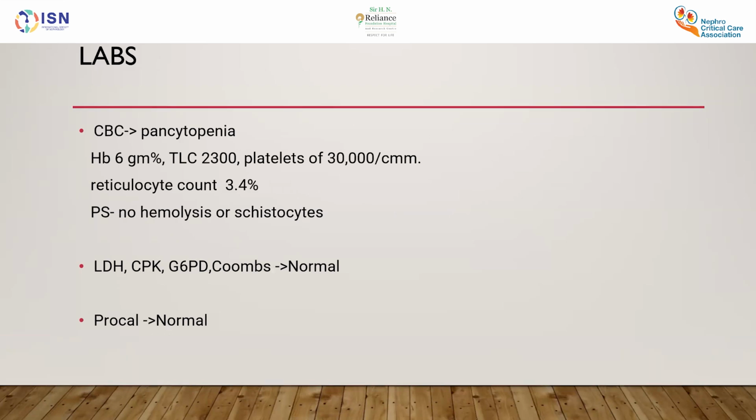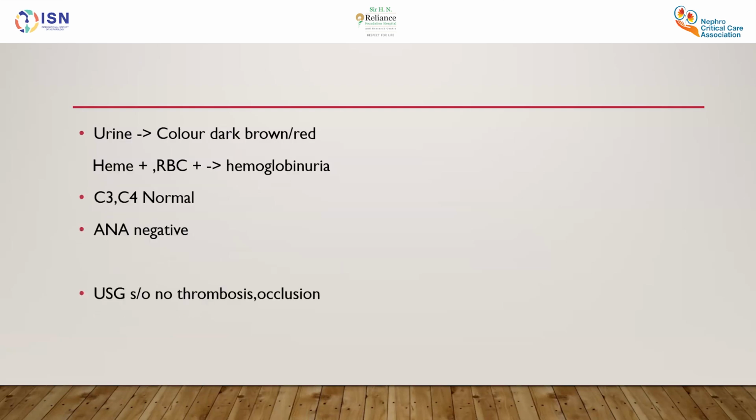Seeing labs, it was a pancytopenia: hemoglobin 6 grams, TLC 2,300, platelets 30,000, retic count 3.4%. On peripheral smear, there were no hemolysis signs like schistocytes. LDH, CPK, G6PD, Coombs test were all negative. Procalcitonin was normal, so there was not much of an infectious part. Urine was dark brown reddish in color, and there was heme plus on dipstick and RBC plus, which suggests hemoglobinuria.